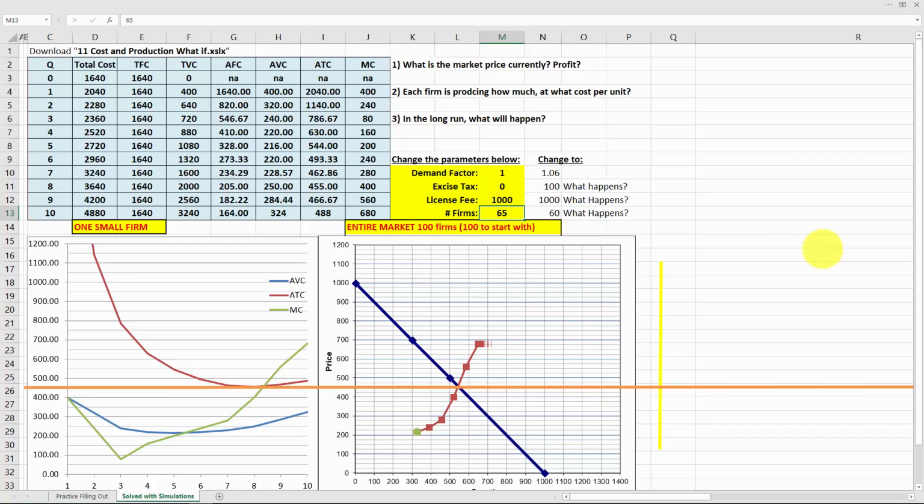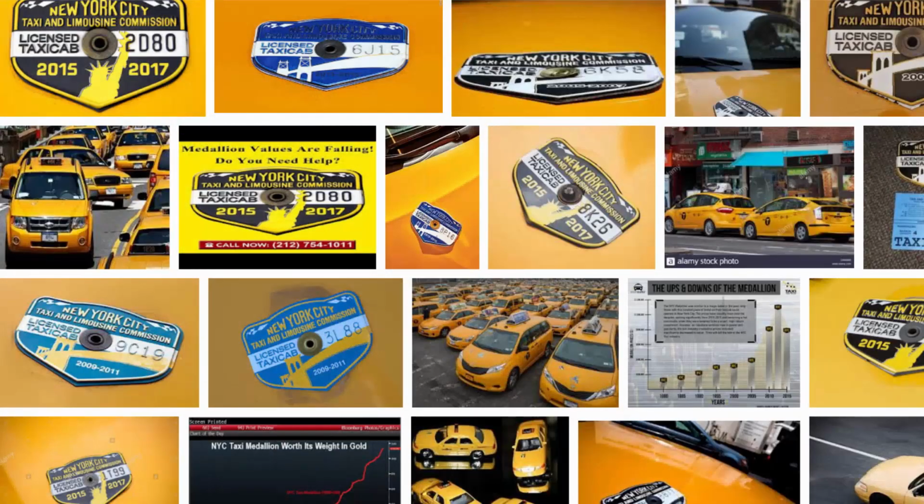Now let me give you my favorite example of a license fee that is really big and has a huge effect on markets. If you Google New York City taxicab medallion, you see these little metal plates. In New York City, if you're going to drive a cab, you have to buy one of these little metal plates and bolt it onto the hood of your car.